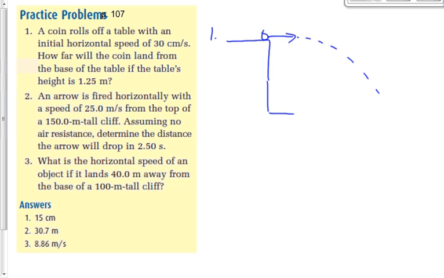There's my picture. There's my coin going off the edge of the table. The height of the table is 1.25 meters. The initial velocity of that coin is 30 centimeters per second, or 0.30 meters per second. Let's go meters per second. In this question, you could actually get away with going centimeters per second, but usually you can't. So I want to avoid that. Let's convert it to meters per second. We want to find out how far from the base of the table it's going to land.